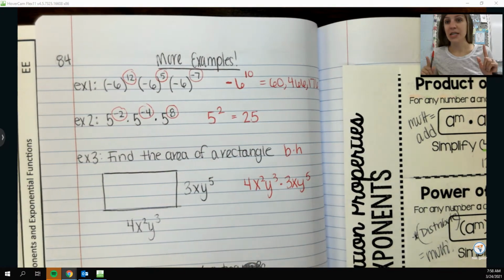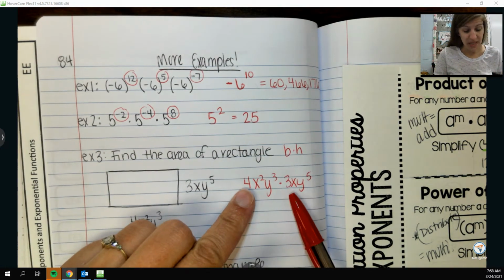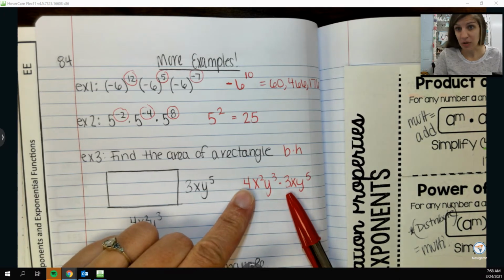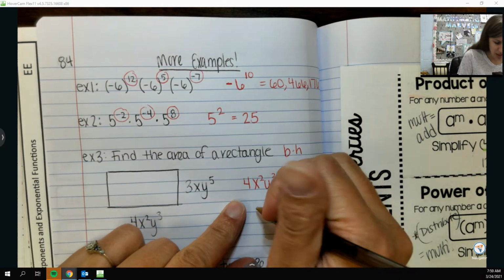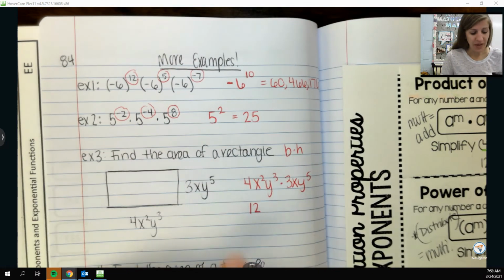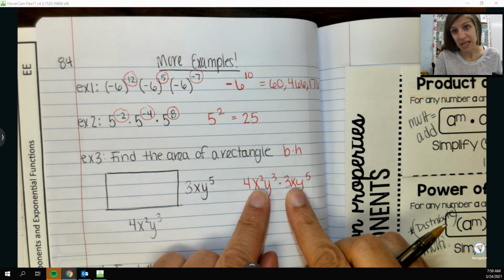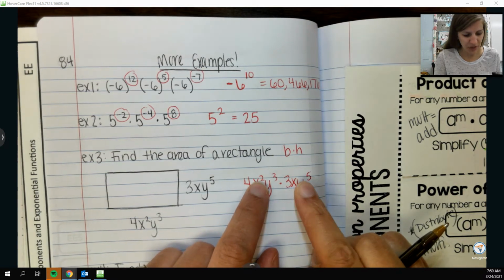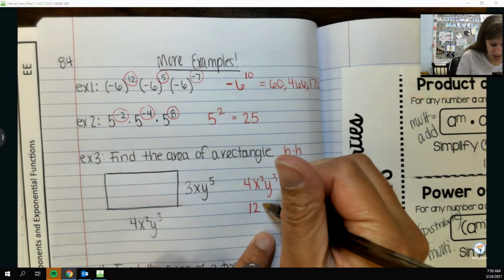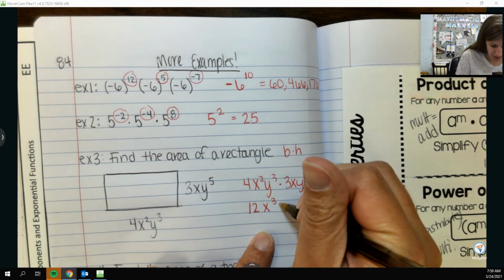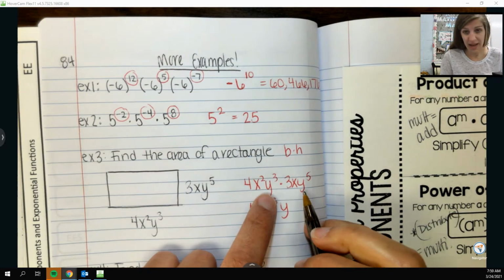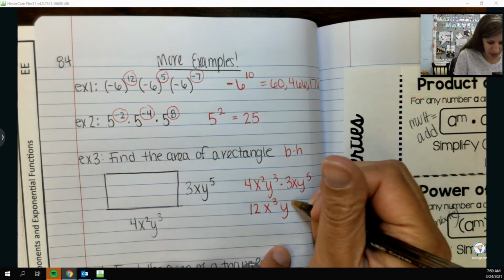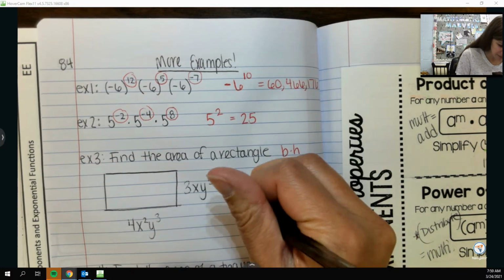Now, as far as my numbers go, these bases are not the same, so I can't add their exponents. I'm just going to multiply the numbers. So 4 times 3 is 12. But as I go along, these x bases are the same, so I can add their exponents. This one has an exponent of 2, and this has an exponent of 1, so 3. And then y, I have 2 bases of y. One is to the 3rd, one is to the 5th, so I add those up for 8. And there you go.